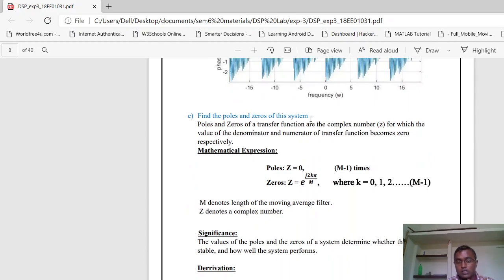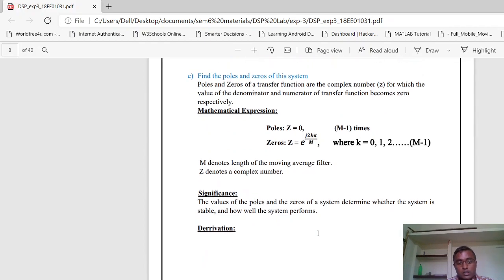Then find the poles and zeros. I will find the poles and zeros of this moving average filter. For poles we put H of z as infinity, and for zeros H of z is equal to 0. Then we will find the poles and zeros.